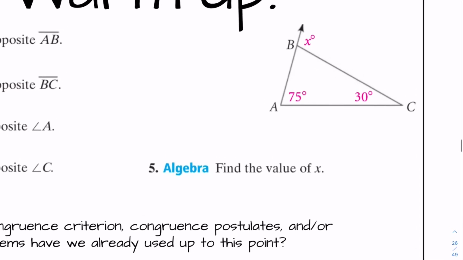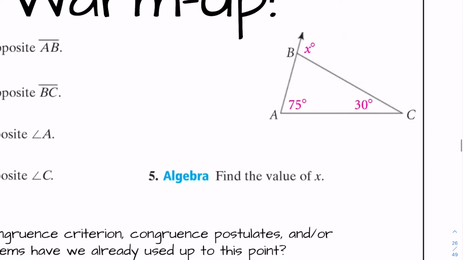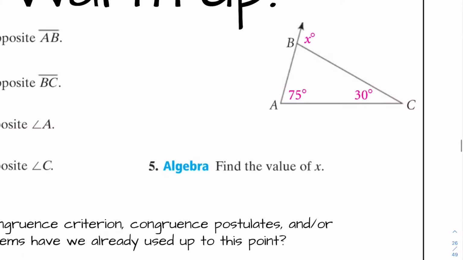Find the value of x. Well, don't forget that this angle on the exterior is equal to the alternate remote interior angles, which are these two. So we could do x is equal to 30 plus 75 degrees. So x is equal to 105 degrees.